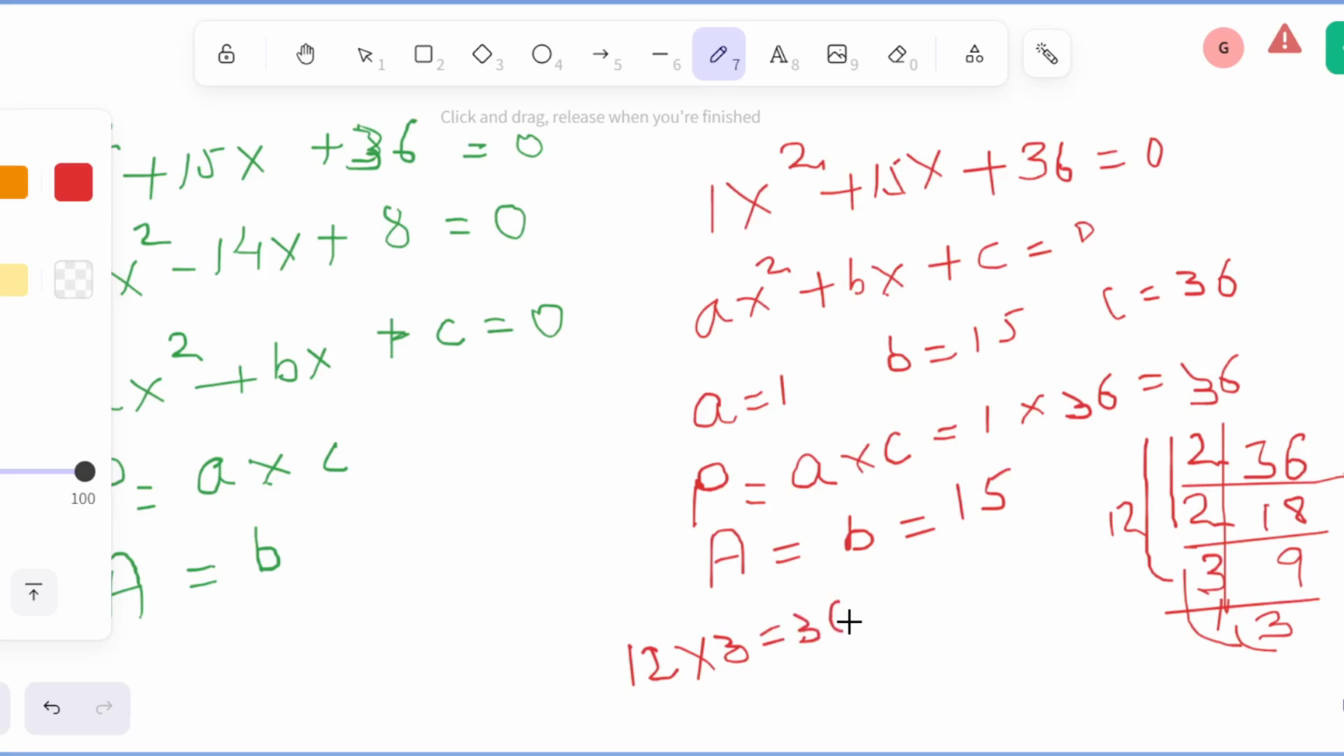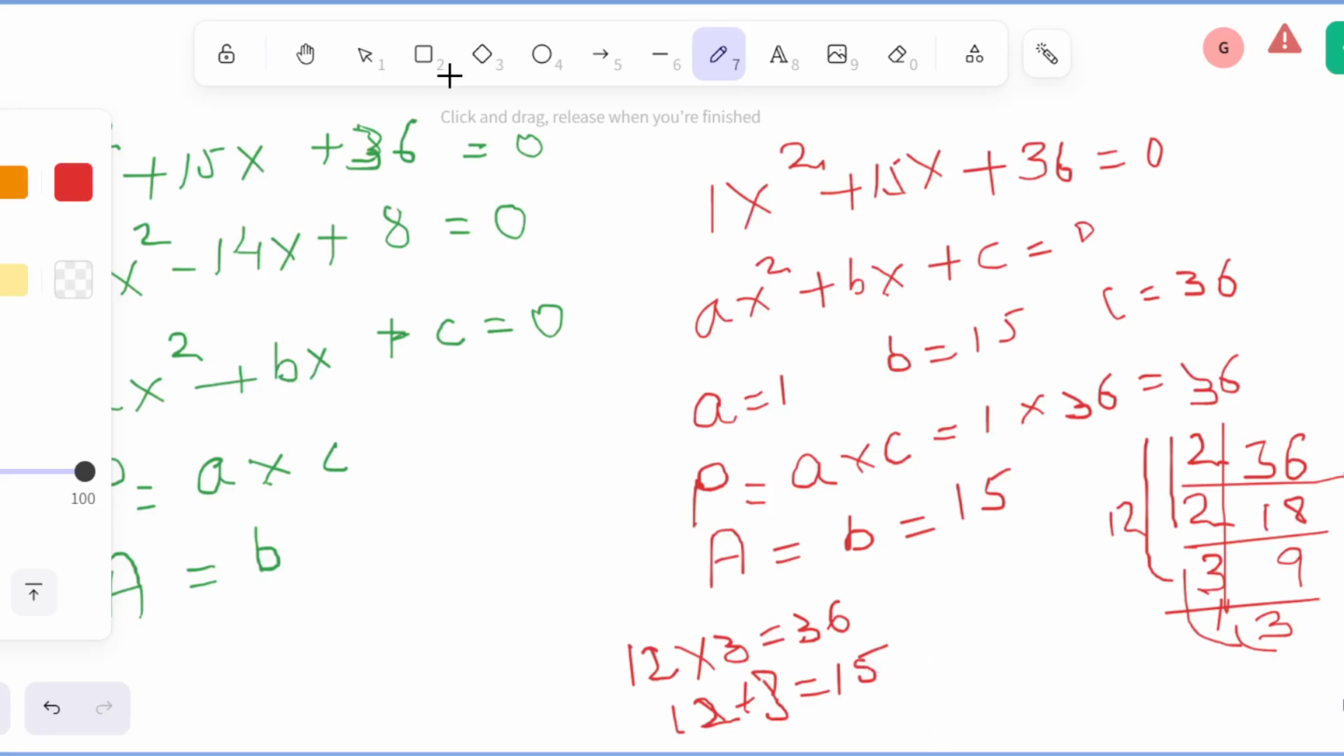Right, 12 plus 3 is 15. So 12 and 3 are such numbers, Nathan, which multiply to get 36, and when you add them you get 15. We always have to find two such numbers which multiply to equal p, and when you add them you should get a.